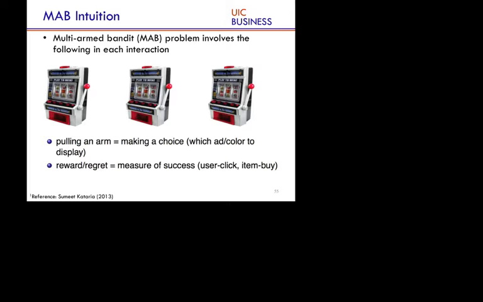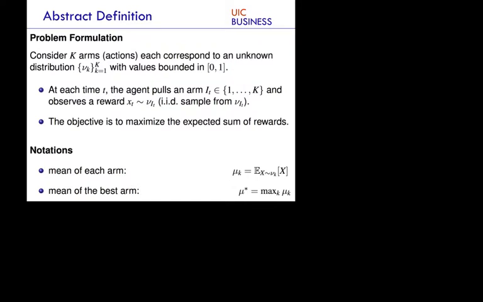More abstractly, the problem is as follows. I have k arms or actions. For now I'm going to assume that these actions correspond to an unknown distribution nu_k with values bounded in [0, 1]. Think of nu_k as a distribution bounded between 0 and 1. It doesn't have to be bounded, but a uniform distribution between 0 and 1 is one example. You can have any distribution there. So you have k distributions, one associated with each action.